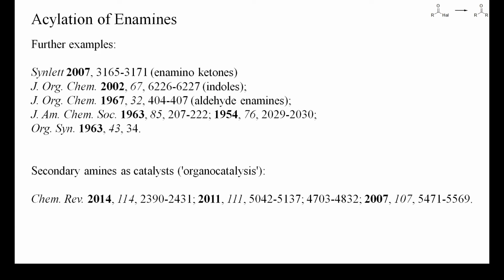On this slide there are some further examples and recent reviews about the use of secondary amines as organocatalysts. The in situ formation of enamines and iminium salts has become a hot topic, in particular its application to the enantioselective synthesis of various products with the aid of only catalytic amounts of enantiomerically pure secondary amines, often derivatives of some alpha amino acid.